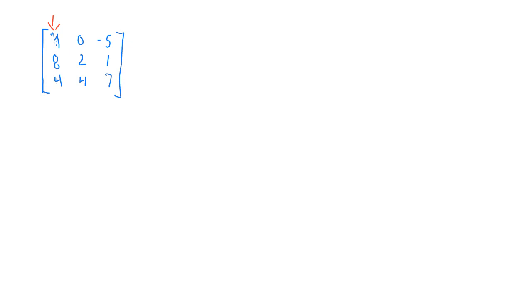Computers, to reduce round-off error, well, no. Let me ask you this. In the first column of this matrix that you see, you have the numbers 1, 8, and 4. As humans, what number would we use as a pivot to get zeros in the first column? The 1, the 8, or the 4? We would use the 1.